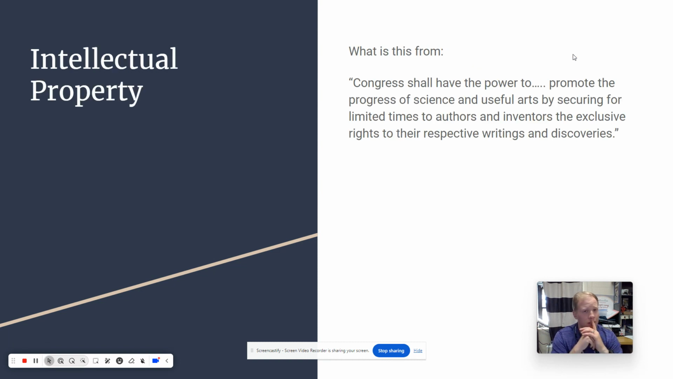All right, so what is piracy? You guys should have described what you think it is, and we're going to define it here in a second. Before we get there, I want you to tell me, what do you think this is from? Congress shall have the power to promote the progress of science and useful arts by securing for limited times to authors and inventors the exclusive rights to their respective writings and discoveries. Any guesses? All right, that is from the U.S. Constitution. All right, so saying our government will protect, it has the power to protect what is ours, whether it's from science, from arts, things that we create.